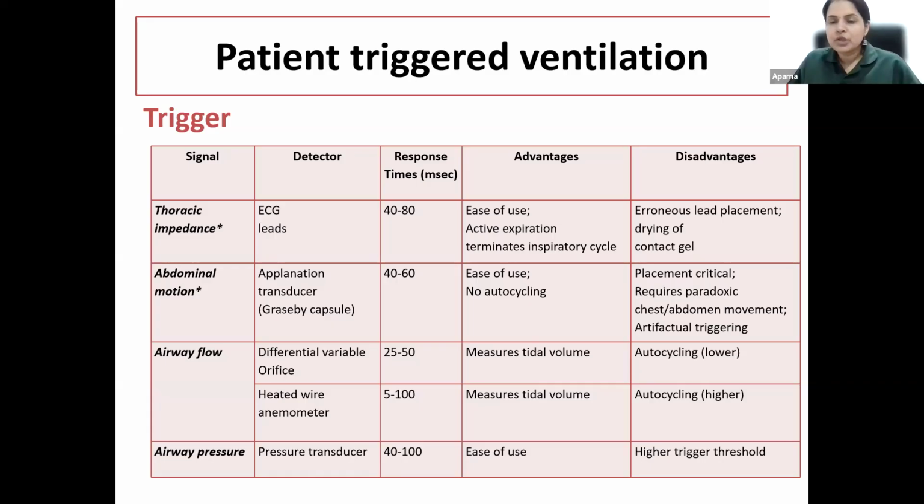And they also give the advantage of measuring the tidal volume, and hence they come into play for volume targeted ventilation. But they are extremely sensitive, leading to the problem of autocycling or artifactual triggering. On the other hand, the airway pressure monitors work on the principle of pressure transducers, which come with a trigger delay of 40 to 100 milliseconds, are easy to use, and have higher trigger thresholds.